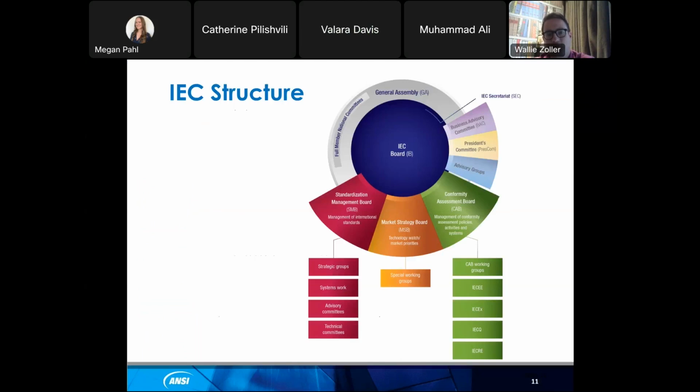So next slide, please. This diagram represents the top of the structure of the IEC. So the IEC Board being in the middle, which supports the General Assembly.